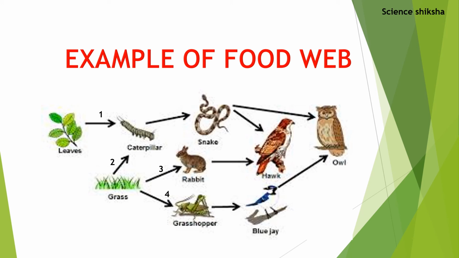In the third food chain, grass is eaten by a rabbit, and then rabbit is eaten by a hawk. In the fourth food chain, grass is eaten by a grasshopper, and grasshopper is then eaten by a blue jay, and blue jay is then eaten by an owl. So here, four food chains are interlinked with each other to form a food web. So this is all about the food chain and food web.